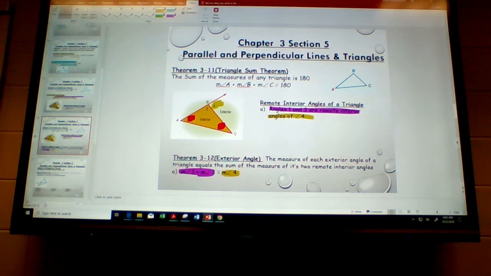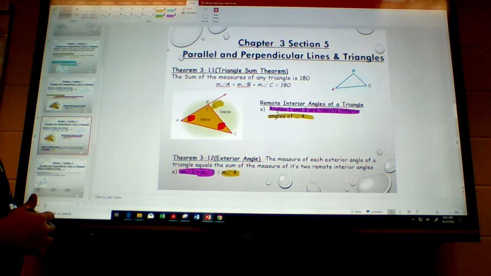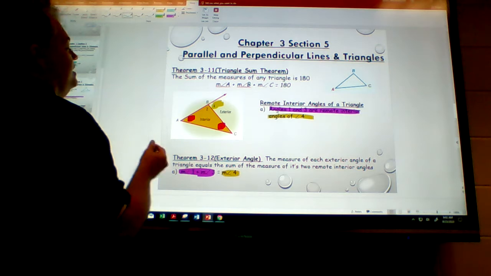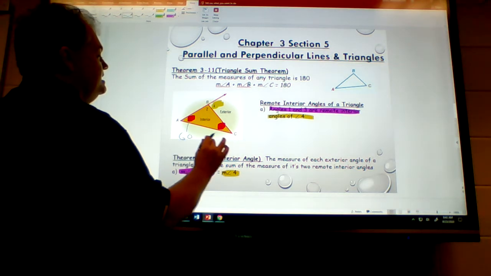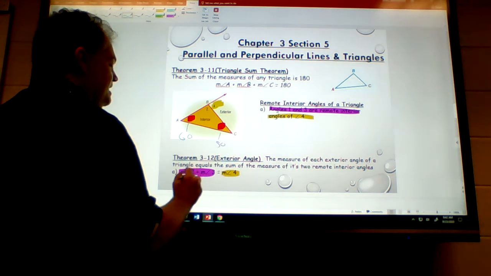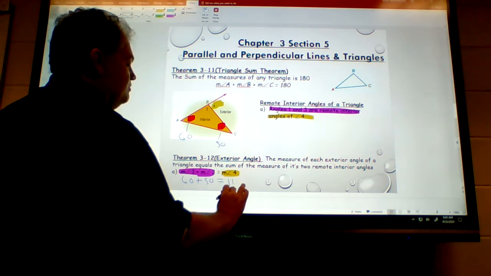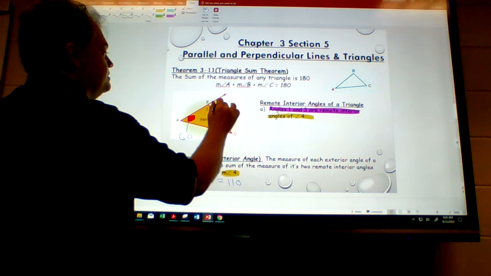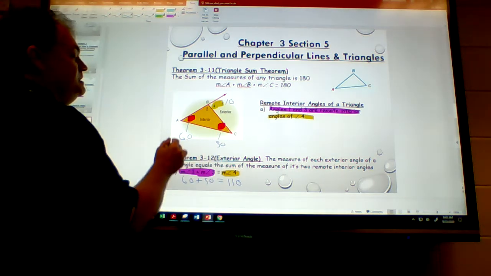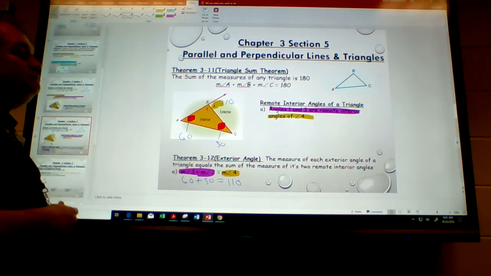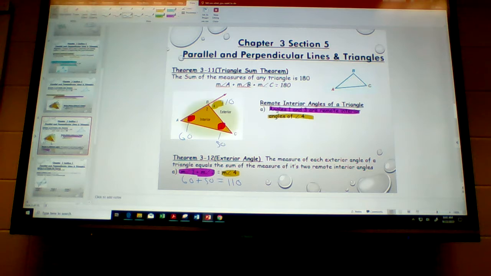All right, so I'm just going to throw an example hypothetically. Let's say that this measure is 60 and this measure is 50. Then that means that 60 plus 50 is going to have a measure of 110 degrees. So this angle would be 110. So those two angles added together equal that outside angle. All right.